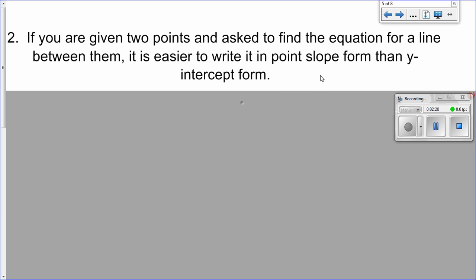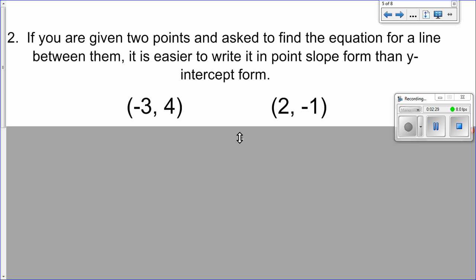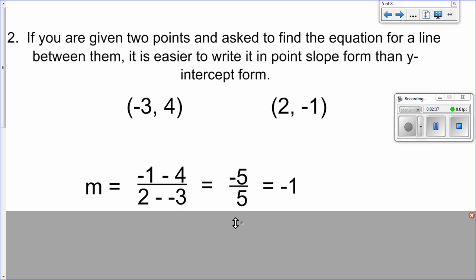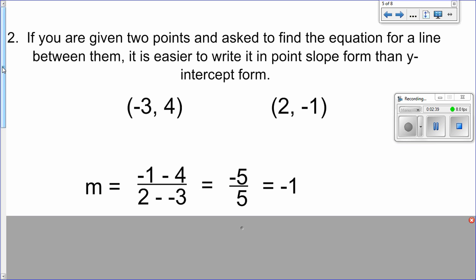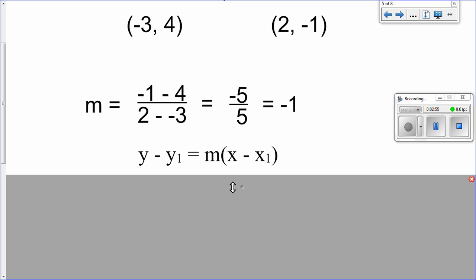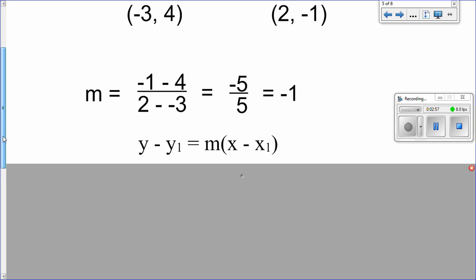The other reason is if you're given 2 points and asked to find the equation for a line between them, it's easier to write it in point-slope form than in y-intercept form. Here's 2 points, (negative 3, 4) and (2, negative 1). In order to find the slope, we would use our slope equation, y2 minus y1 over x2 minus x1. When we do the math, we end up with negative 5 over 5, which is equal to negative 1. So now we have the slope.